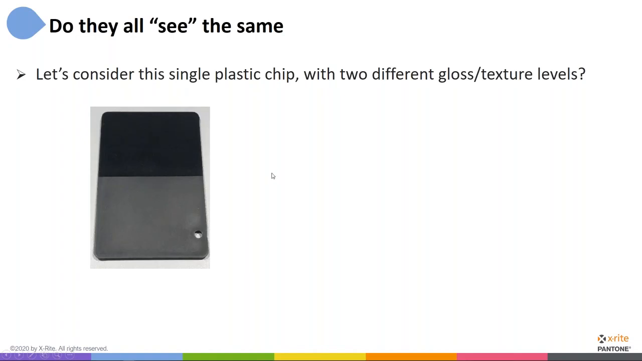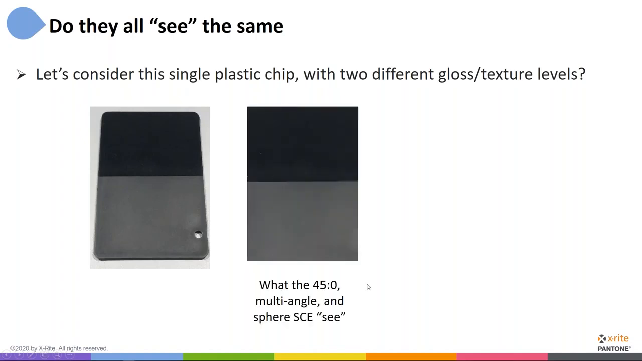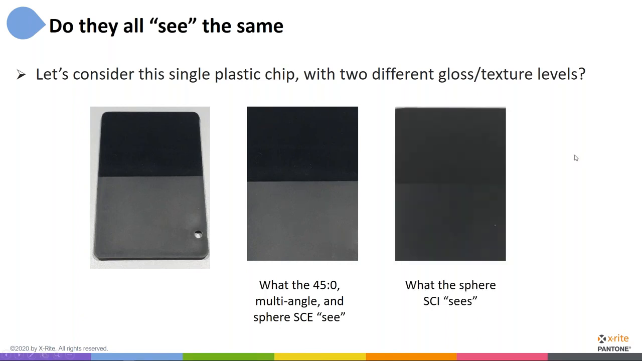Now, what do we get if we look with a 45-0 or a multi-angle or a sphere with specular excluded? What do they see? If I measured the top, they would get that. And if they measured the bottom, they would get that. Very close to what we see. Very repeatable, a very accurate depiction of what we see. If I measure them with specular included, with a sphere, that's the top and that's the bottom. Very, very close to one another, right?